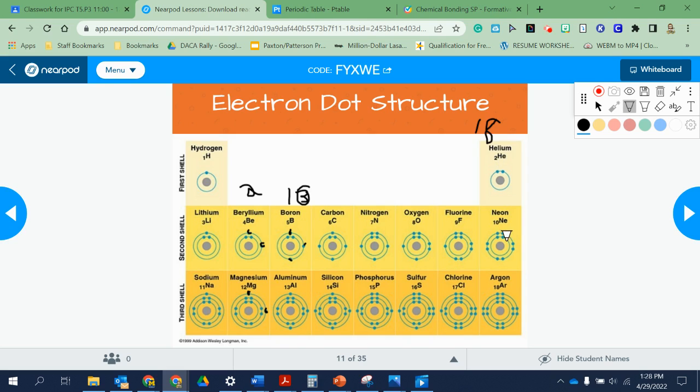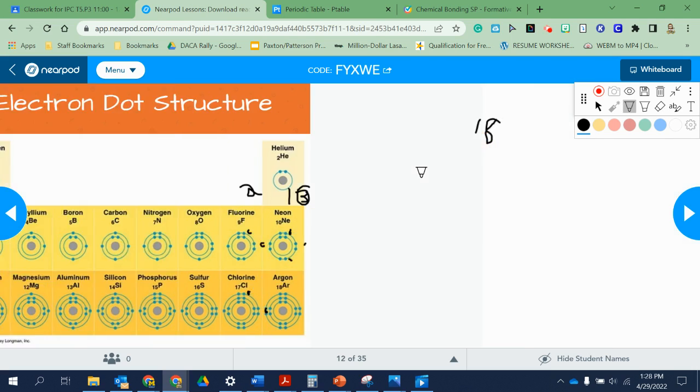So it's content, right? It doesn't need a bond. But here you have 2, 4, 6, 8, 2, 4, 6, 8. And if you kept going down, they would have 8 on their outer shell, right? But that's what the dots are showing you right there.